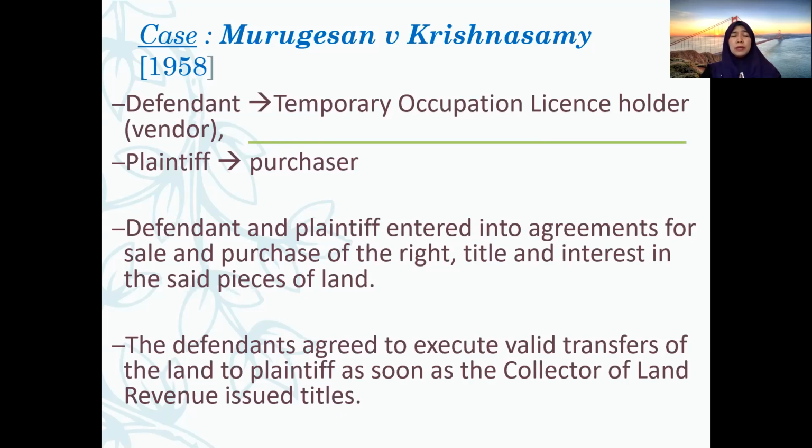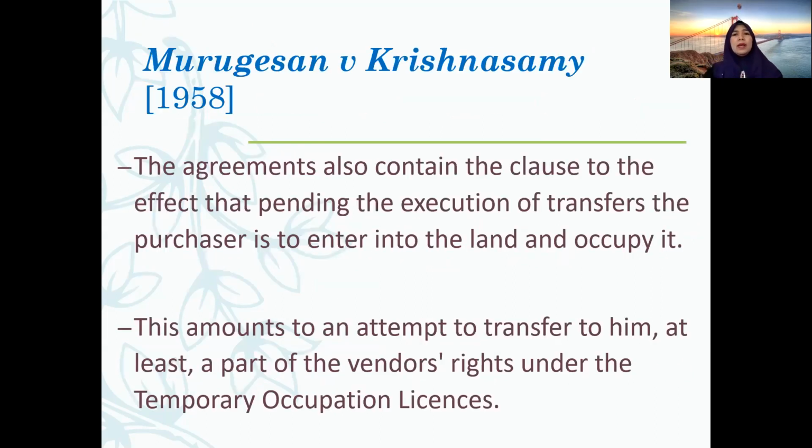The defendant agreed to execute a valid transfer of the land to the plaintiff as soon as the collector of land revenue issued titles. Once he got the title, then he would execute a valid transfer with the relevant documents. The agreement also contained a clause that pending the execution of transfer, the purchaser is to enter into the land and occupy it. Meaning, before the transfer could be completed, I allow you to occupy the land. But that is illegal under the toll license. This amounts to an attempt to transfer to him at least a part of the vendor's right under the toll license, which is against the law.